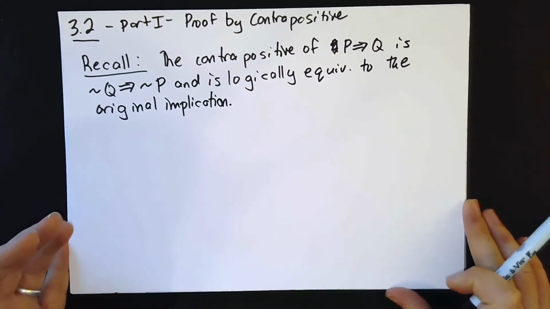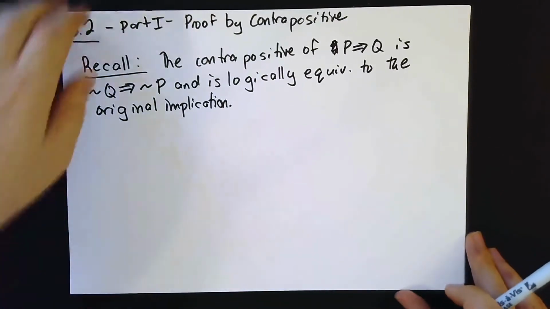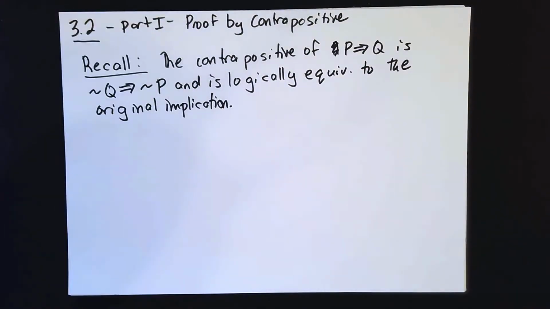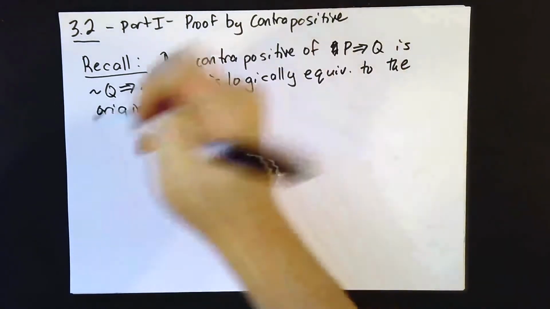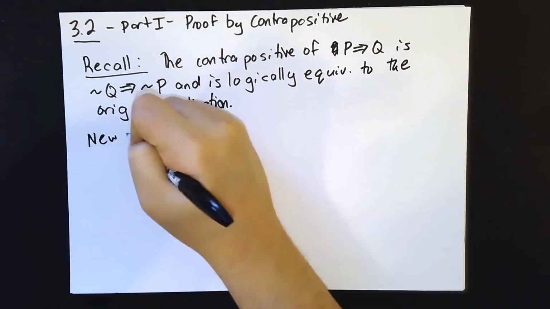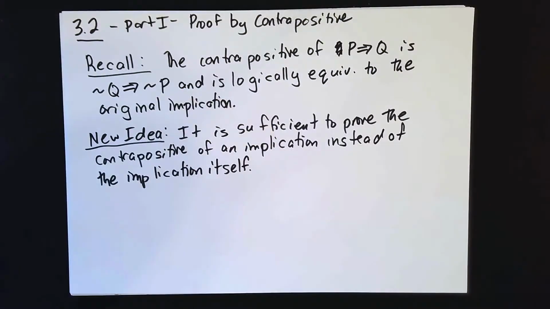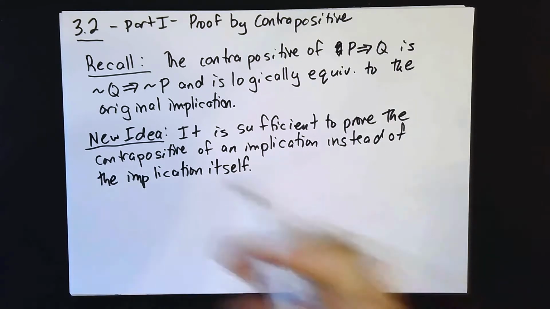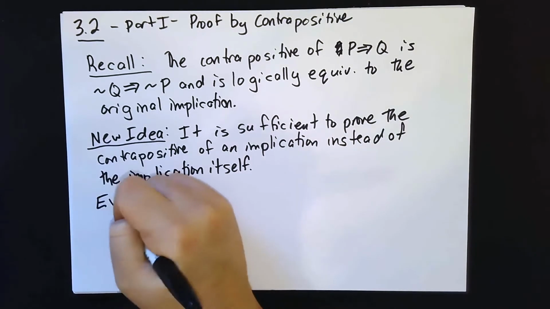And so, roughly speaking, the whole idea of a proof by contrapositive is if you're asked to prove an implication and you don't like the implication, maybe you like the contrapositive better. So, here's really the only new idea in this section. It's sufficient to prove the contrapositive of an implication instead of the implication itself. So let me show you some examples where this is really helpful.